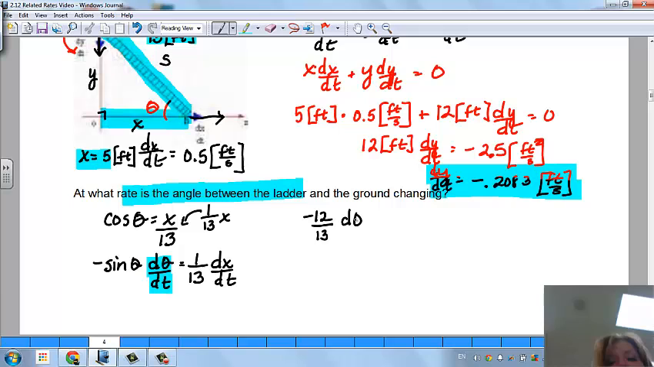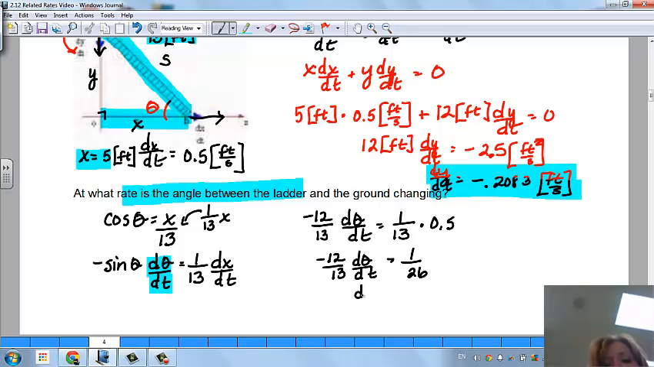And d theta/dt is going to equal 1 over 13 times dx/dt, and we already know what that is. That's 0.5 feet per second. I'm just not going to put the units in this. When I solve for d theta/dt, you could multiply by negative 12 over 13 if you want, but basically this is going to be negative 12 over 13 d theta/dt. I'm just taking baby steps here. And I know this is a half, so 1 over 13 times 1/2 is 1 over 26.